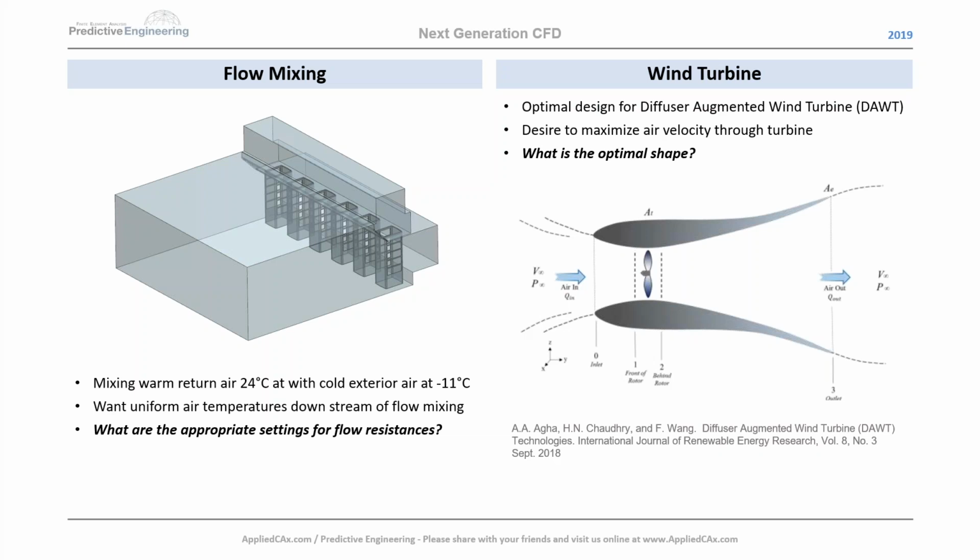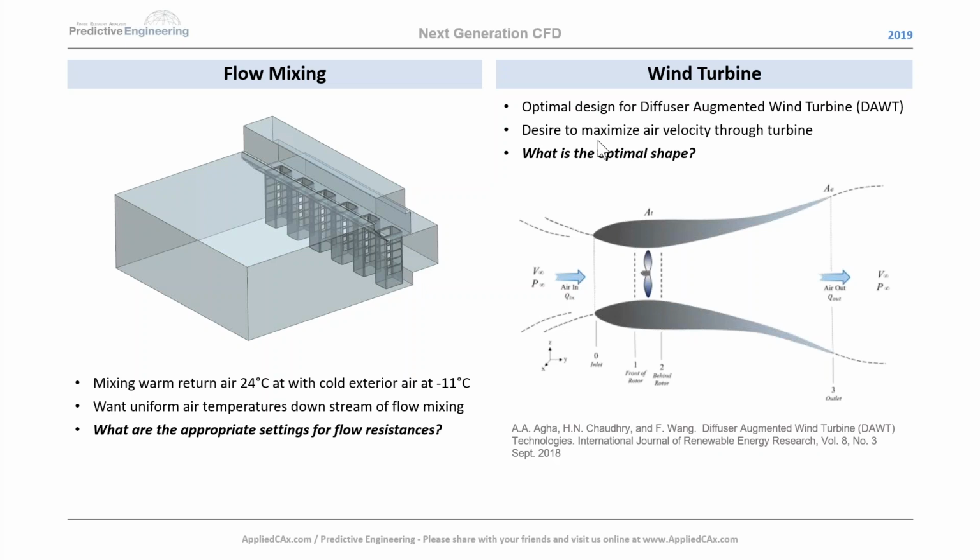And so the slots, go ahead, Clay. This is where you can jump in. You set up the slots with different flow resistances on it. Yeah, the slots are, you've got the 6 columns down here. We've got about 5 baffles. They're modeled as porous baffles with different resistances. So the question is, what are the appropriate settings for those flow resistances?